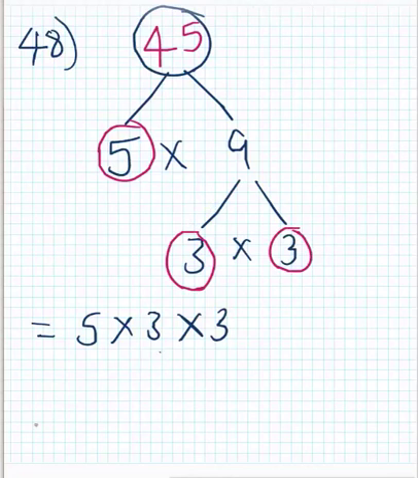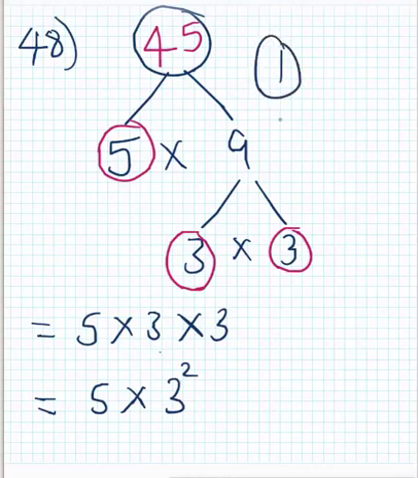Okay, and now we have to simplify this. Like we did before, we've got 5 times, how many 3's do you see? I see 2 3's. And that would be your final answer in prime factor form. So the question is asking two things. One, a factor tree, and number two, prime factor form.